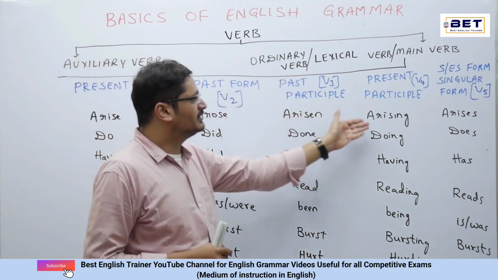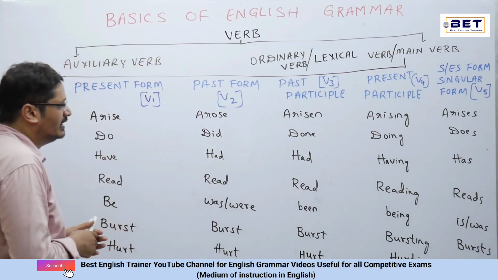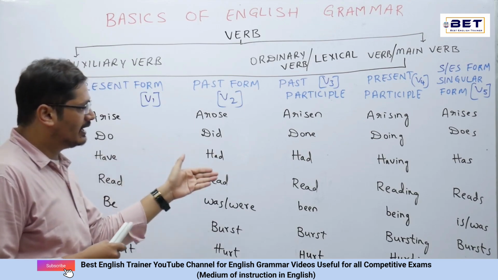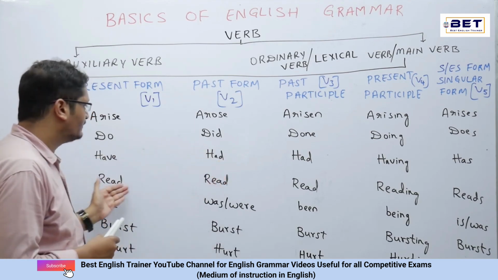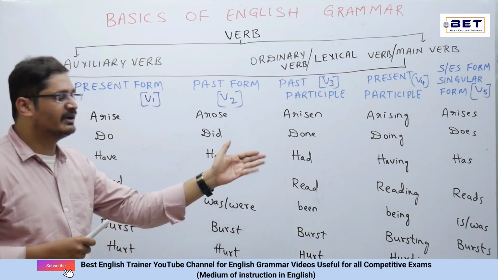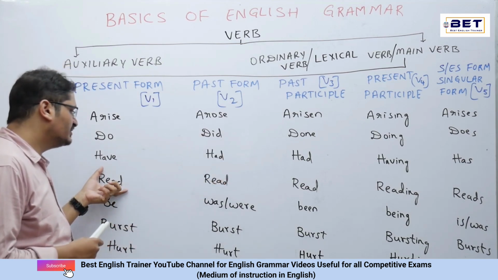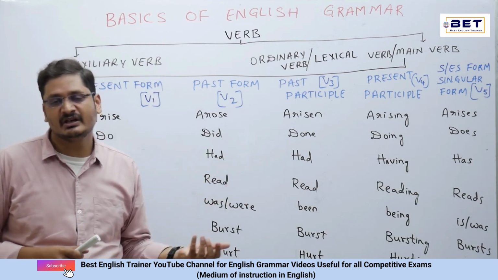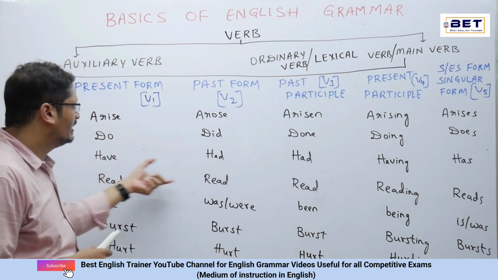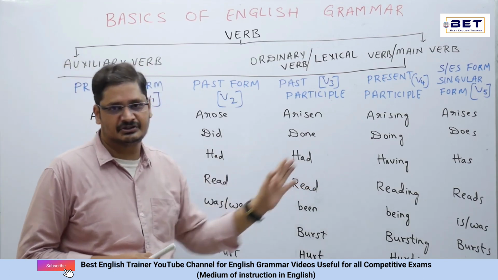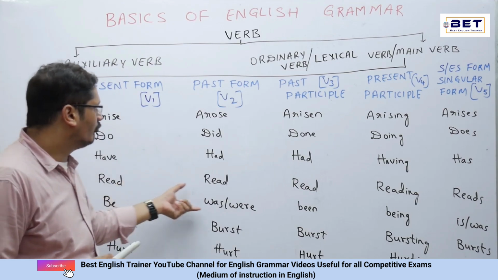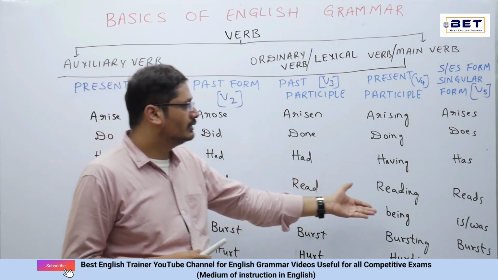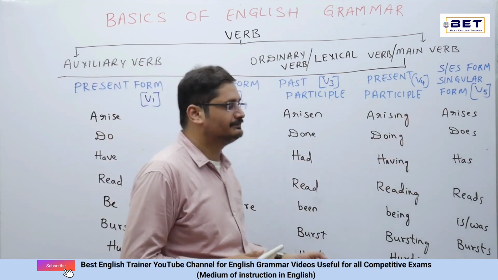Arise, arose, arisen, arising, arises. Next we have do, did, done, doing, does. Next we have have, had, had, having, has. Next we have read, read, read, reading, reads. Okay, spelling wise it is read, but as the tense or the verb form changes, we need to pronounce it differently. For example, it's read, read, reading, reads. Now see this one, be, was or were, V2, been, V3, being, V4, and is or was at V5.